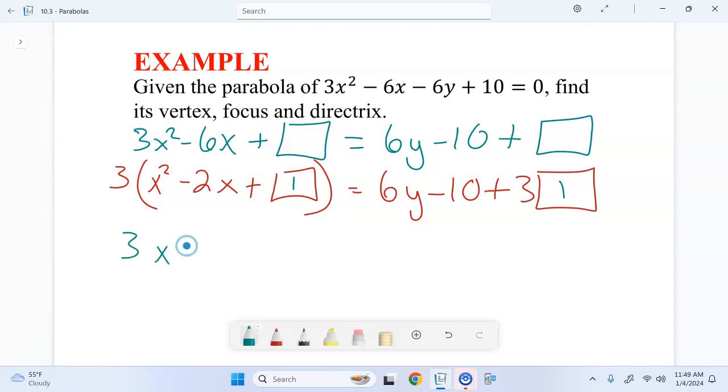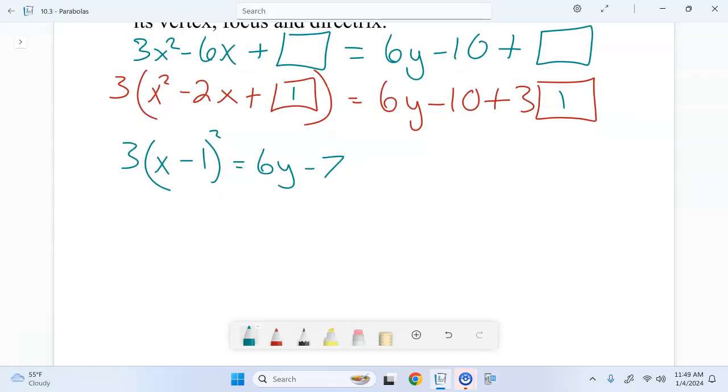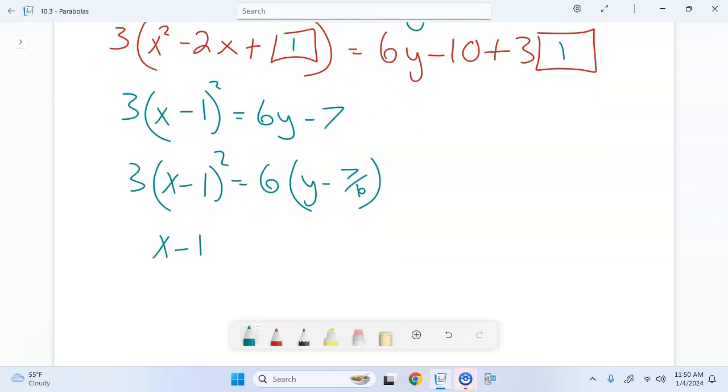3x squared, (x minus 1) squared equals 6y minus 7. Okay? I'm going to put it in standard form just because it's a little bit easier. Either form is fine. You can either get y by itself or put it in standard form. I'm going to do standard form. We're going to factor out the 6. Since 7 can't be divided by 6, we leave it as a fraction. Divide by that leading coefficient. We get 6(y minus 7/6).